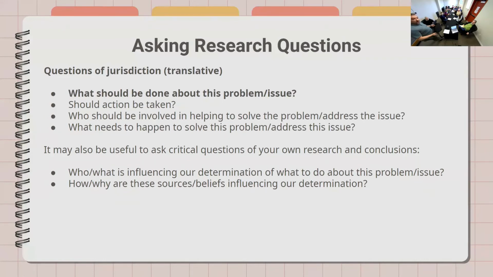And then jurisdiction: what should be done about that problem? Should action be taken? Who should be involved in helping to solve the problem or issue? What needs to happen to solve this problem? Again, you're not necessarily going to come up with solutions to these questions. You want your primary research people to answer this question for you.